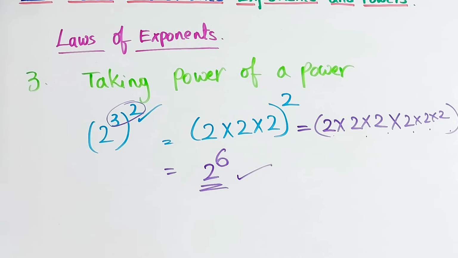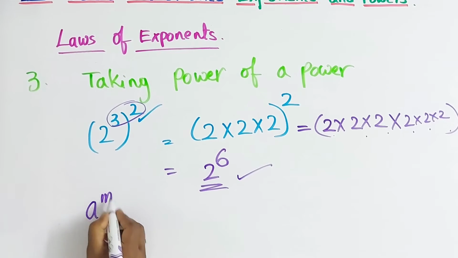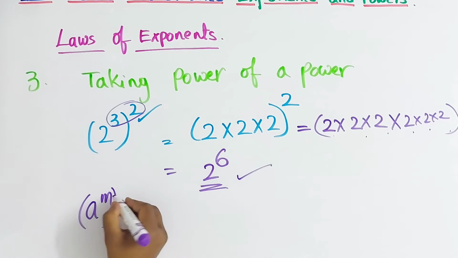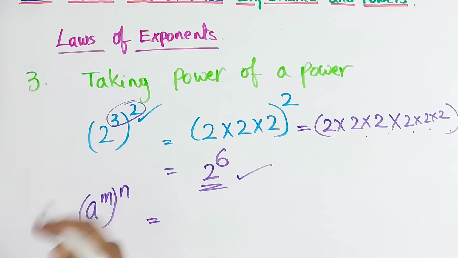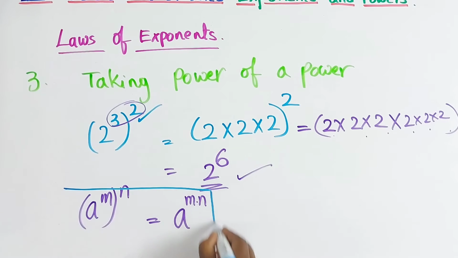Now we will write the general representation, children. a raised to the power of m, to the power of another number n. That means (a to the power m) to the power n equals a raised to the power of m into n. This is the third law.